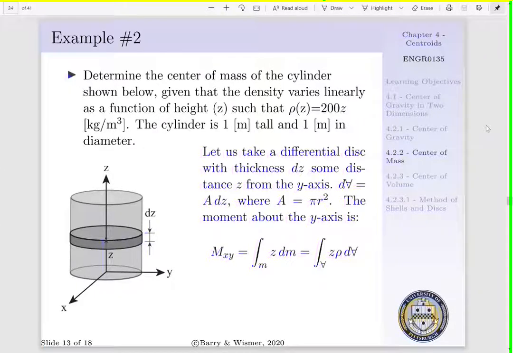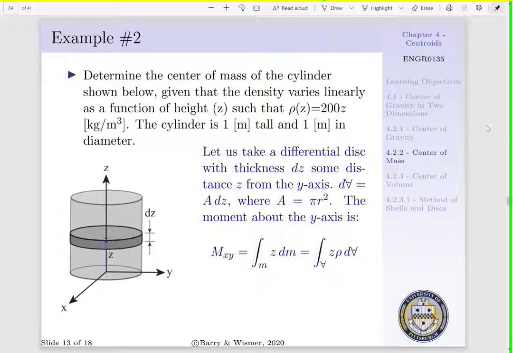For us to determine our z location, we can take our moment about our x or y axis. We're going to take our moment about our y axis for this problem. And to do such, we need to look at the contribution of a differential volume some distance z above that axis. We can take a disk with a thickness dz. There's some distance z away from this axis, and this disk is going to have a differential volume given as A dz. The area of this disk is simply pi r squared.